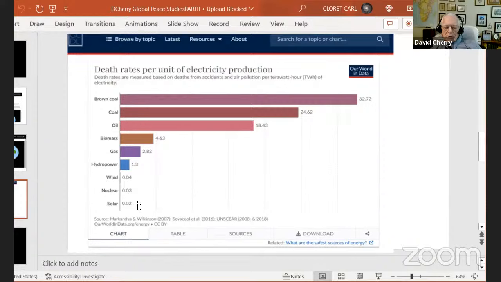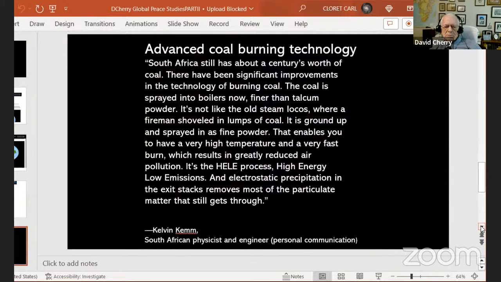Okay, the final slide, please. Yeah, so even concerning coal, that long bar showing that there's greater risk in coal-fired plants would be shorter if advanced coal burning technologies were used.